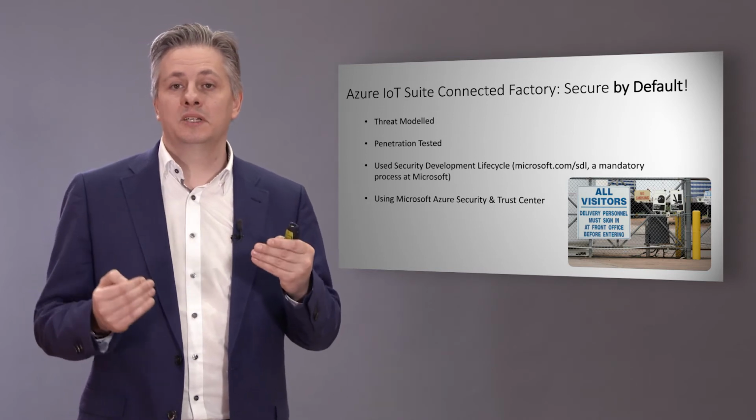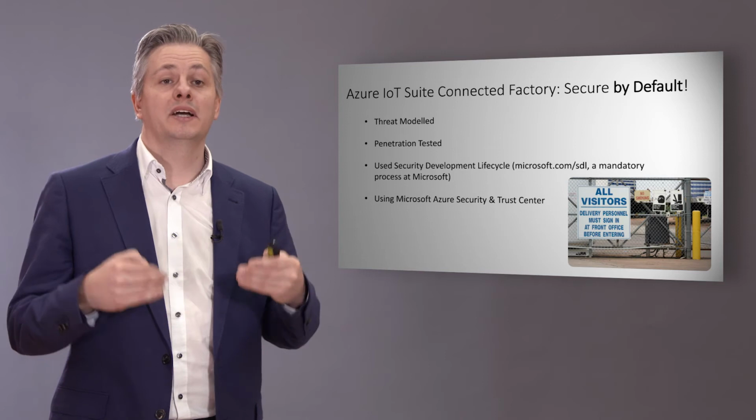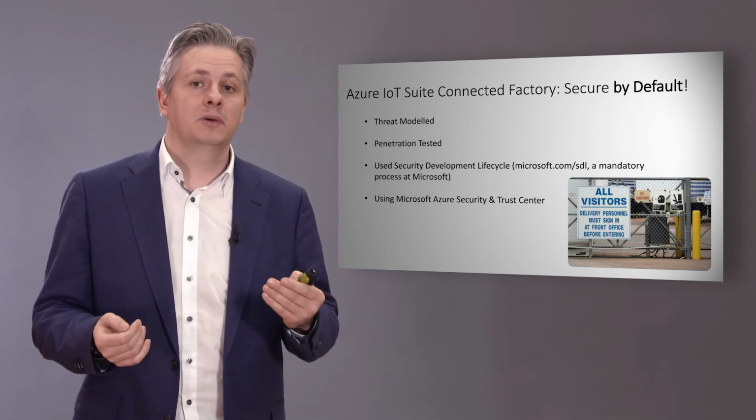Obviously, Azure IoT Suite Connected Factory is secure by default. OPC UA is secure by design, as highlighted by the BSI, the German version of the NSA. We've taken it a step further and made it secure by default, which means all the security features that OPC UA has built in are turned on by default. So you don't have to worry about figuring out how to turn them on yourself. It's all done for you. And of course, the whole solution was threat modeled.